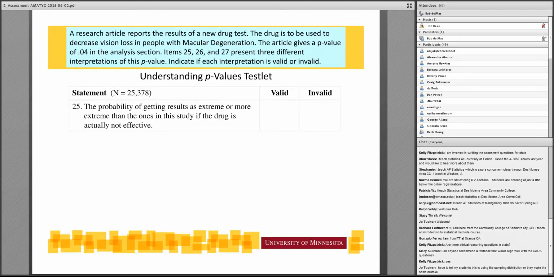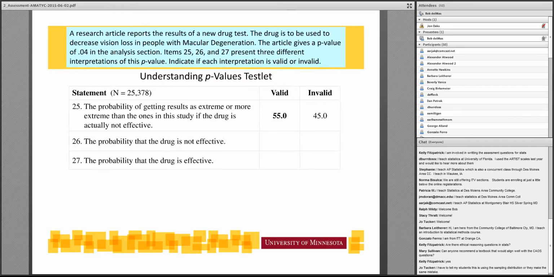So here's an item, here's the context that they're given. They're given a p-value of 0.04, and the question is indicate if each interpretation is valid or invalid. So here's this interpretation: probability of getting results as extreme or more extreme than ones in this study if the drug is actually not effective. That should be the correct response, and overall, of the 25,000 and some students, 55% chose that. So a slight majority are choosing it.